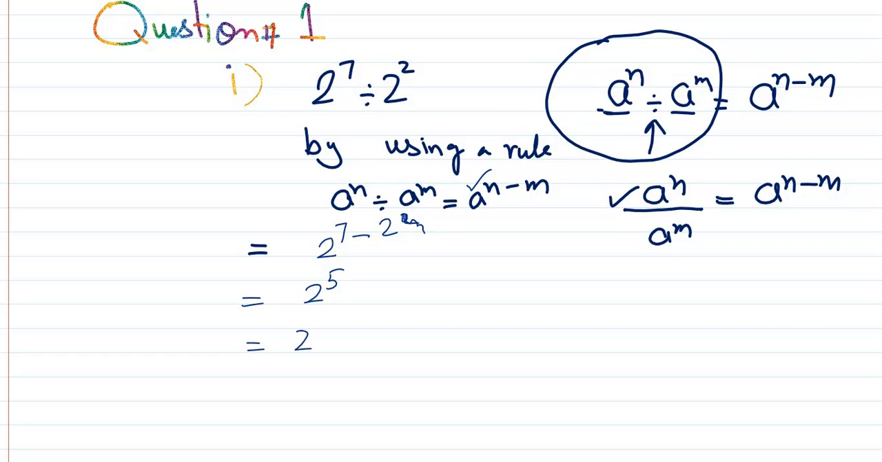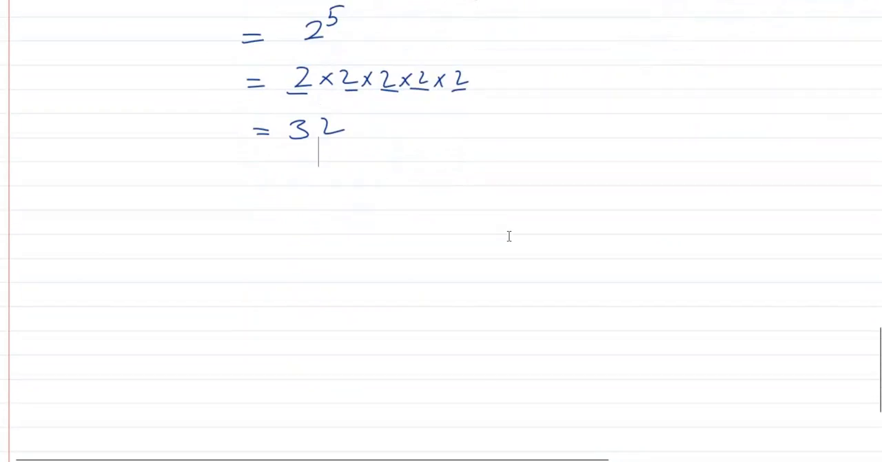7 minus 2 is equal to 2 raised to power 5. 2 raised to power 5 means 2 is multiplied 5 times. 2 twos are 4, 4 twos are 8, 8 twos are 16, 16 twos are 32. This is the answer of question number 1, part number 1.